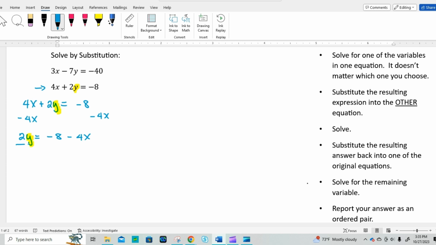And then I want to continue to solve for y. So I'm going to divide by 2, divide by 2, divide by 2. Here's that step that would create fractions if I used a number larger than 2 to divide by. So if I had been solving for x and at this point I was dividing everything through by 4, I'd end up with a fraction when I divided 2 by 4. So I get y is equal to negative 4 minus 2x.